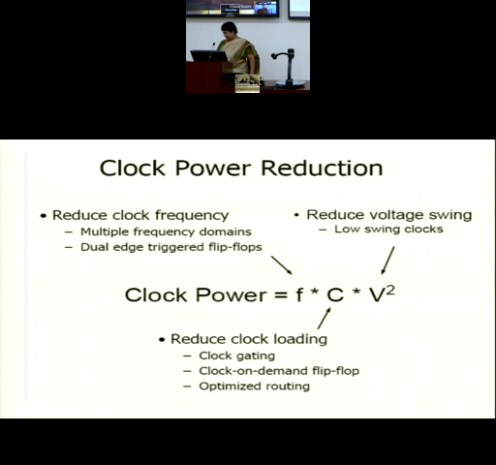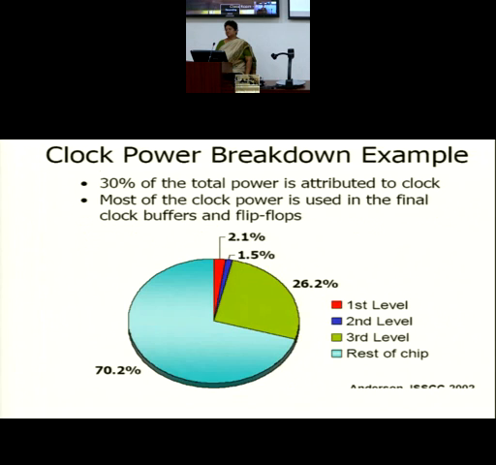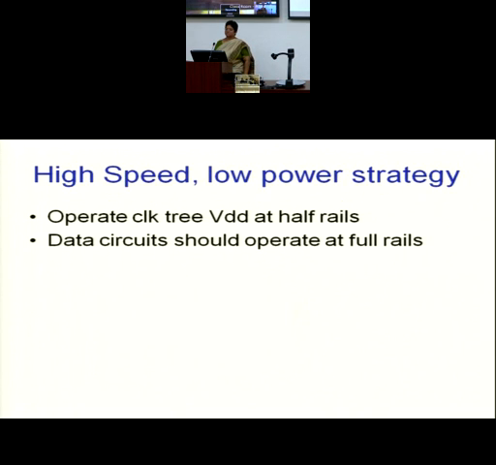Okay. So let us start looking at some of the papers which came somewhere around the early 2000s, which helped us in reducing the power consumption. So we say all data circuits will be operating at full rails. We will not change that, but the clock tree will operate at half rails. As I said, there is always an overhead, so we have to bear with the overhead.